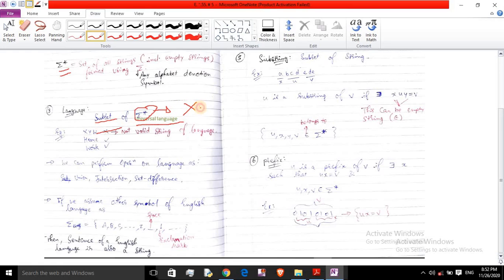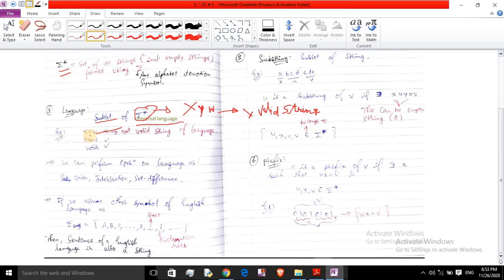Here we have a string x, y. We have a string like this, x, y, w. It is not a valid string, because it is not included in any language. It is not a valid string.